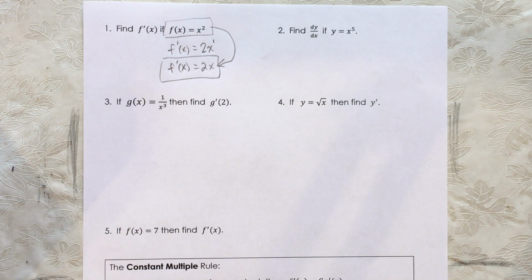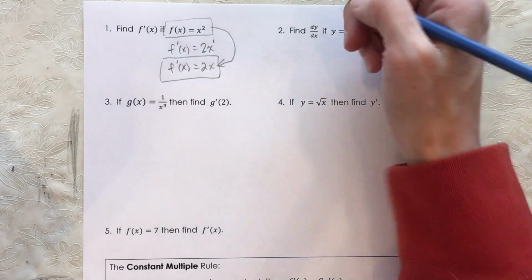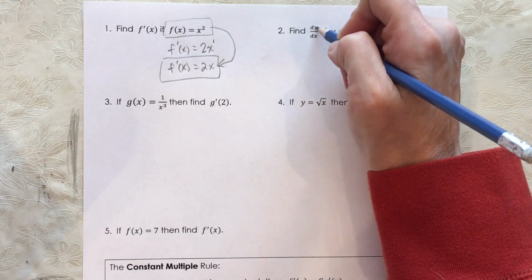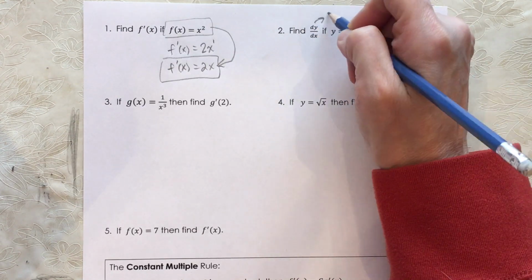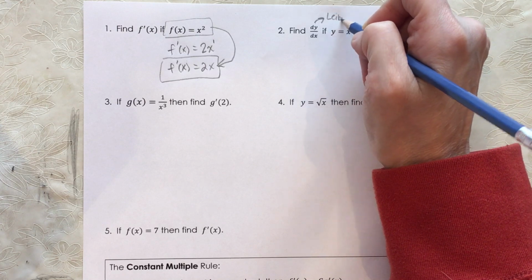All right, so we did talk that we were going to find new notations. This means the derivative of y with respect to x. This is called Leibniz notation.